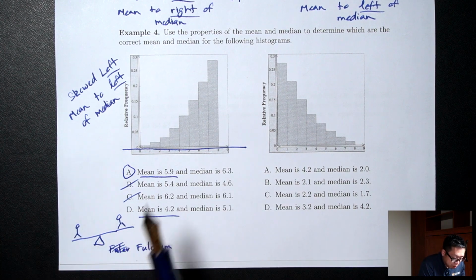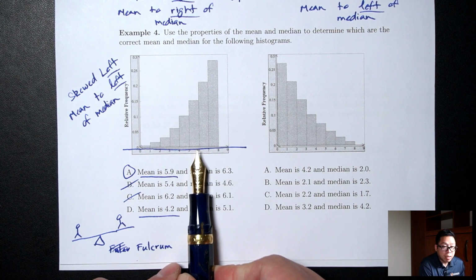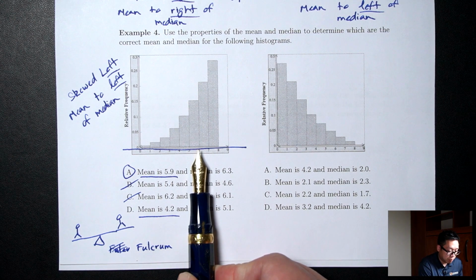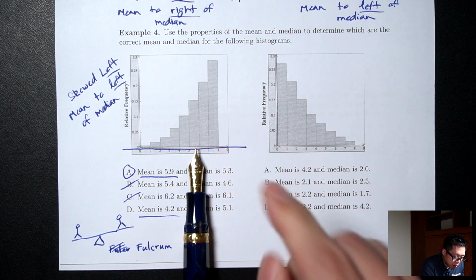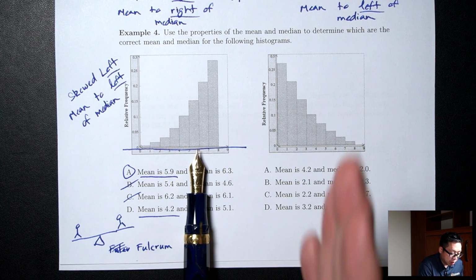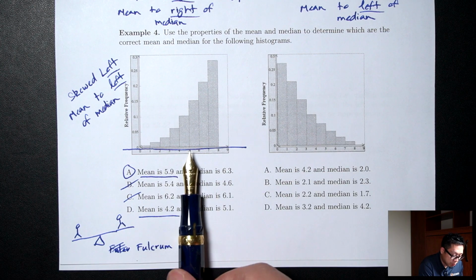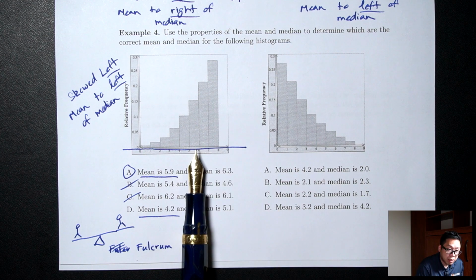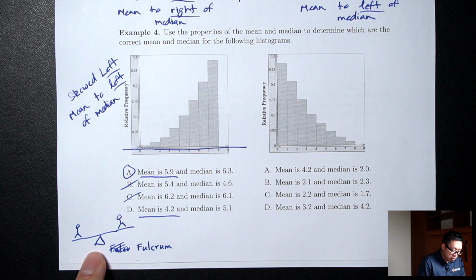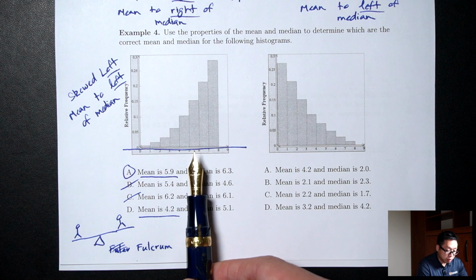At 5.9, which is right here, it has a better chance of balancing, right? Because I have 2 big blocks on the right side, but on the left side, I have smaller blocks, but I have more of them. So there's a better chance of balancing at this 5.9, right? The mean is the location where this will balance.